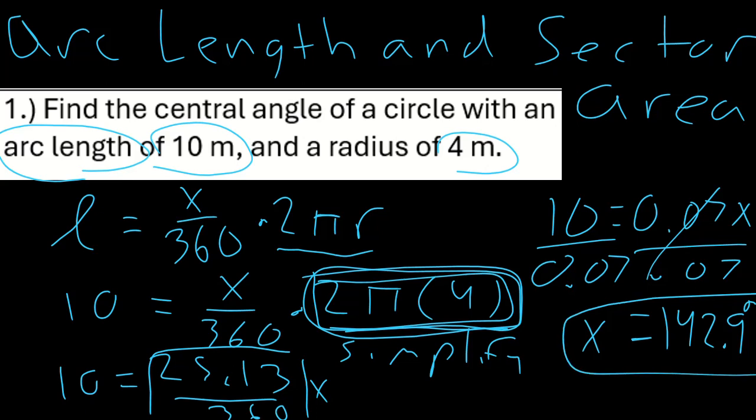We're just going to use a little bit of algebra. The only tricky thing that you have to know is this is saying x is being divided by 360 and then multiplied by 2 pi times 4. Well, I can multiply my 2 pi times 4 together and then just divide it by that 360. That's how we got that 0.07.